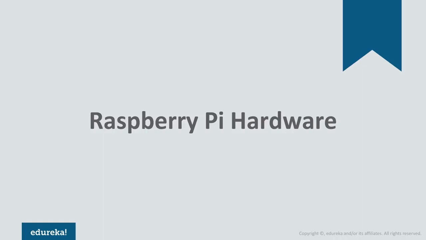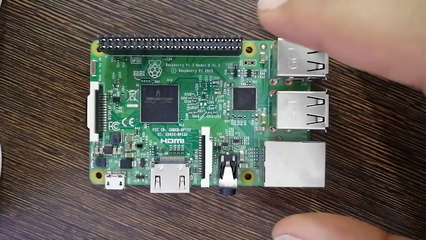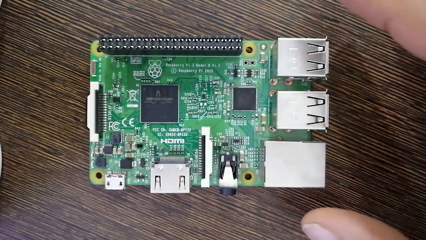Now moving on, let's look at the Raspberry Pi hardware. Before that, let me show you how I would be using a Raspberry Pi as part of this tutorial session. So let me just give you a simple overview of the component. What you're basically seeing is the Raspberry Pi hardware. So let me just switch over the camera and let me show you the Raspberry Pi.